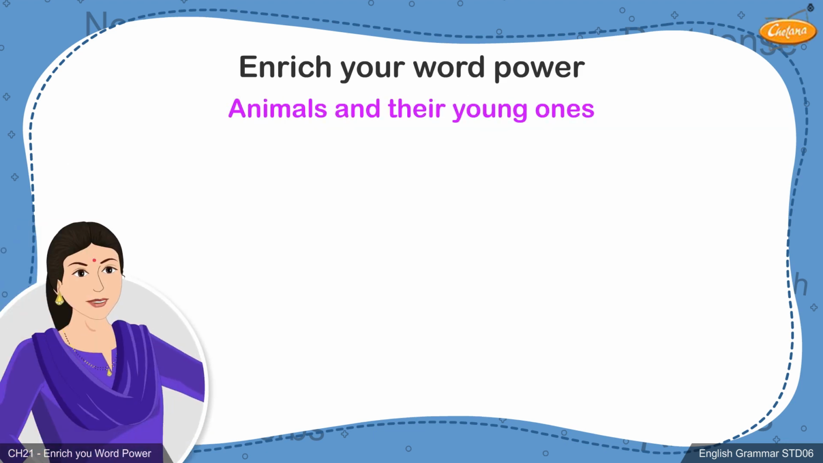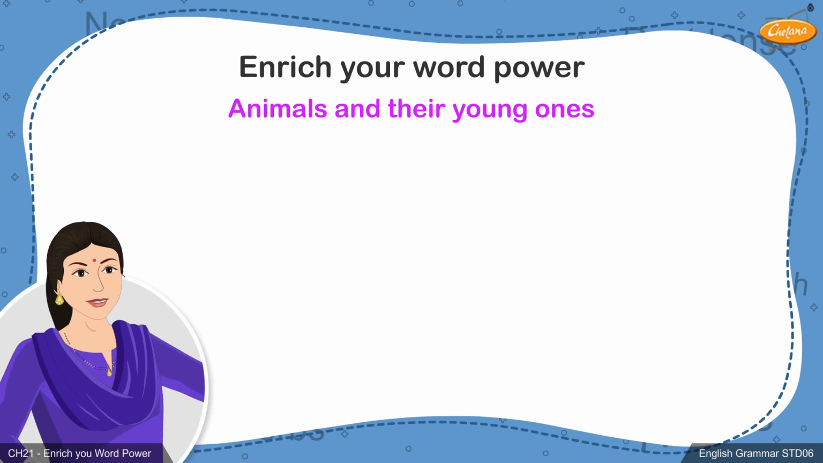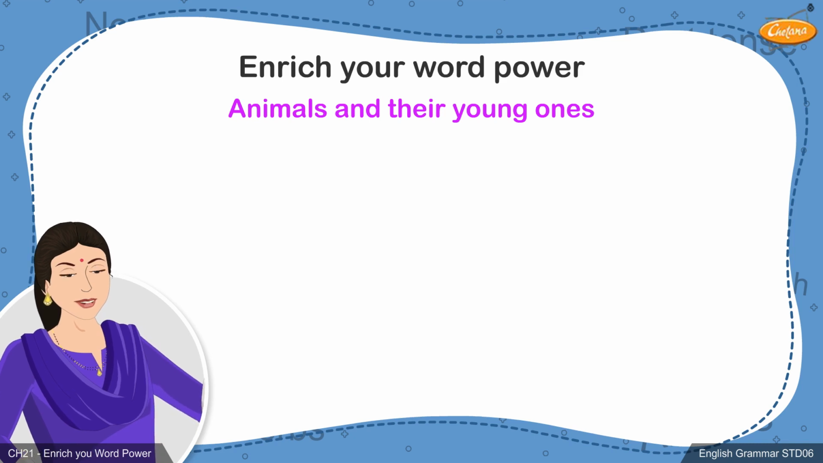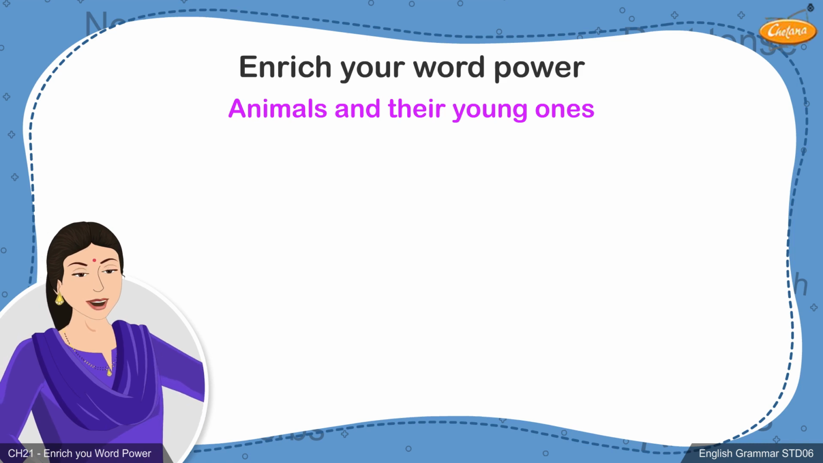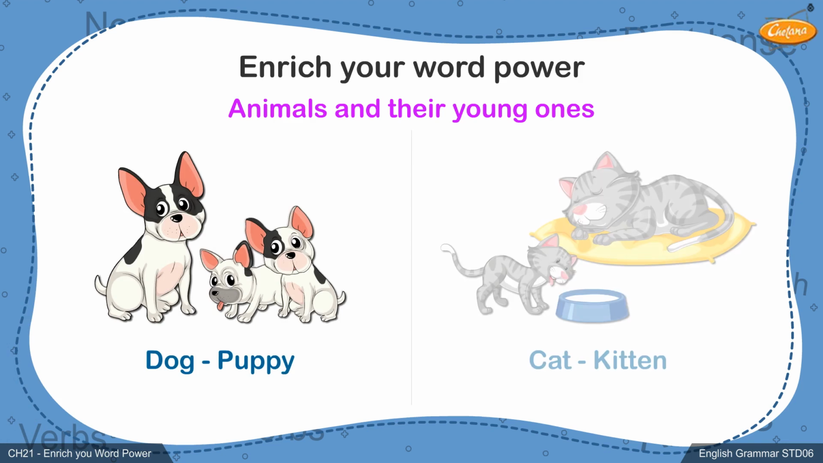The next concept you will be learning to enrich your word power is about the parents and the young ones of animals and birds. When talking about these creatures, you can use these words effectively. Let's look at a couple of common ones. The young one of a dog is called a puppy, and that of a cat is called a kitten.